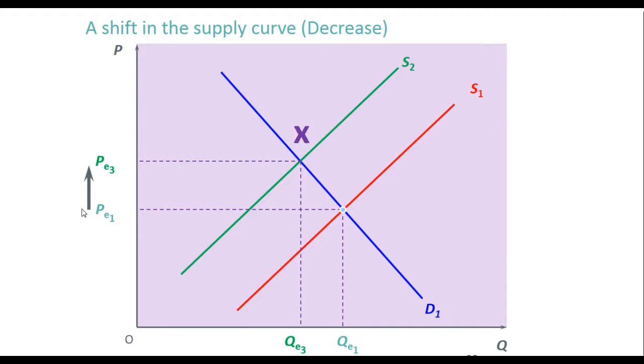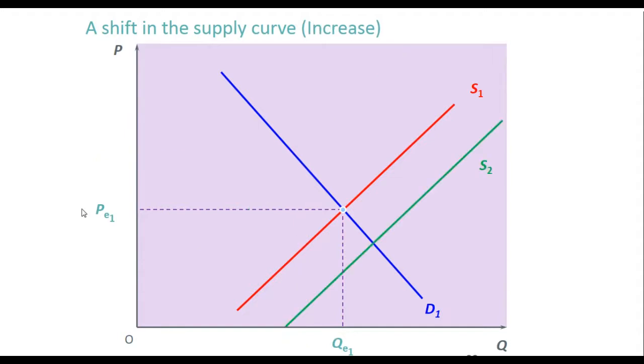Our new X marks the spot is showing that the price has gone up to PE3, but the quantity has come down to QE3. Where the supply curve increases from S1 to S2, our new X marks the spot shows that the price has fallen from PE1 to PE3, but the quantity has increased to QE3.